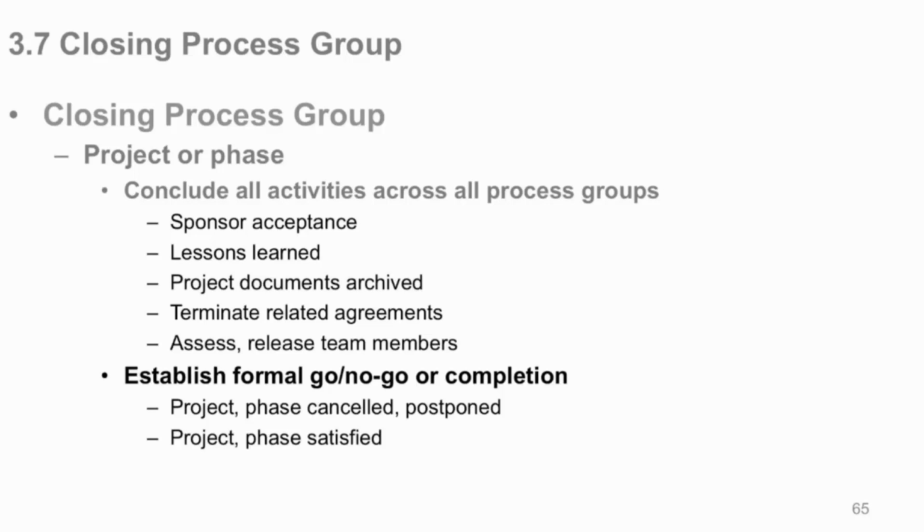If it is a phased project, you can go back and get a go, no-go for the next phase. You can cancel the phase. You can postpone the phase. Or you can say that the project and the phase is satisfied. Go, no-go. This is where you do it, in the closing process. You wouldn't, under executing, say, we're not doing so well, we want to cancel it. Well, you need to do that within the closing process.